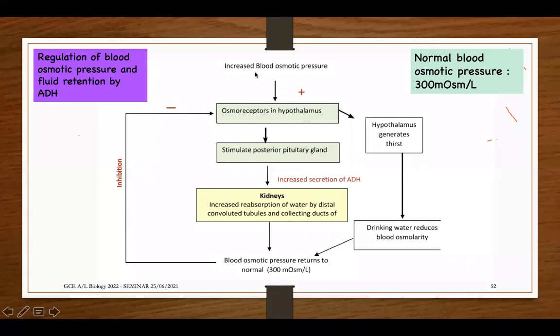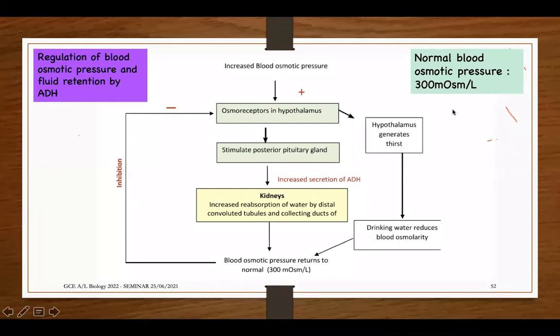So here I will describe. Now, when the blood osmotic pressure is increased, osmotic refers to salts, the solutes. When the solute concentration is increased, which means the water levels in the body have gone down, this will be detected by the osmoreceptors in the hypothalamus. The hypothalamus is found in your brain. So when the blood flows through the osmoreceptors in your hypothalamus, they will detect it and act on the hypothalamus. The hypothalamus will go through two pathways. Either it will stimulate your posterior pituitary to secrete ADH, antidiuretic hormone, or it will generate thirst.